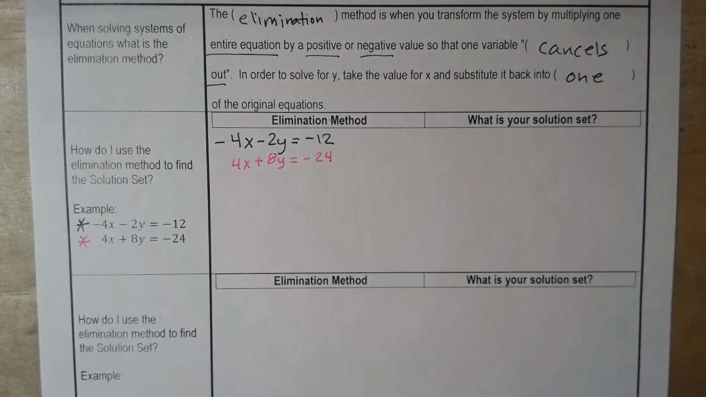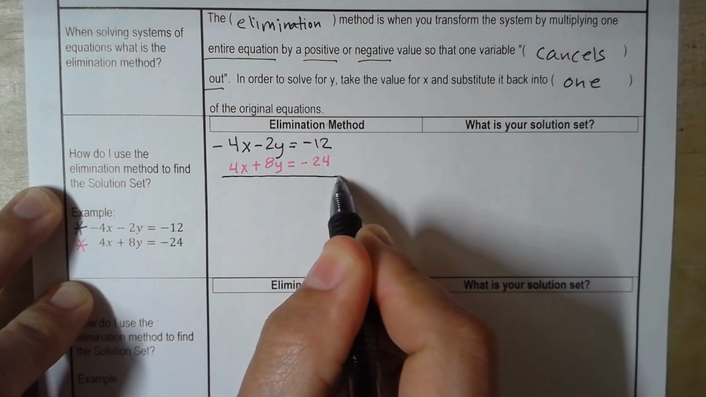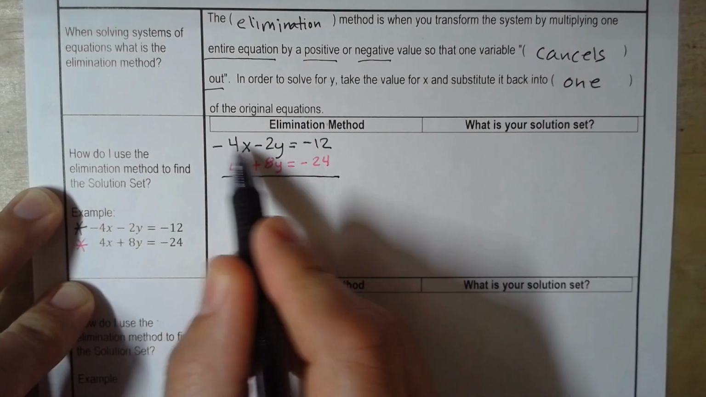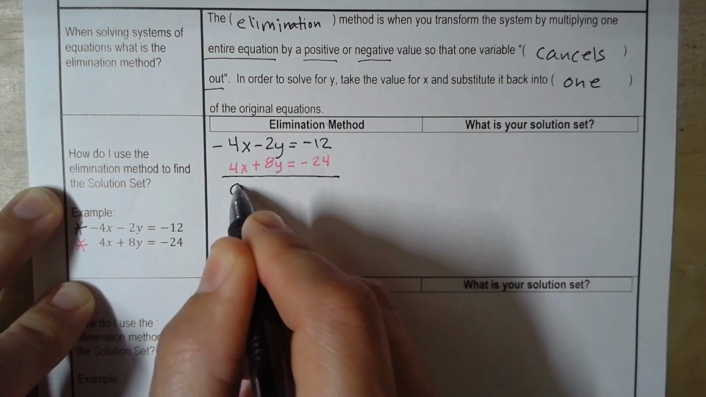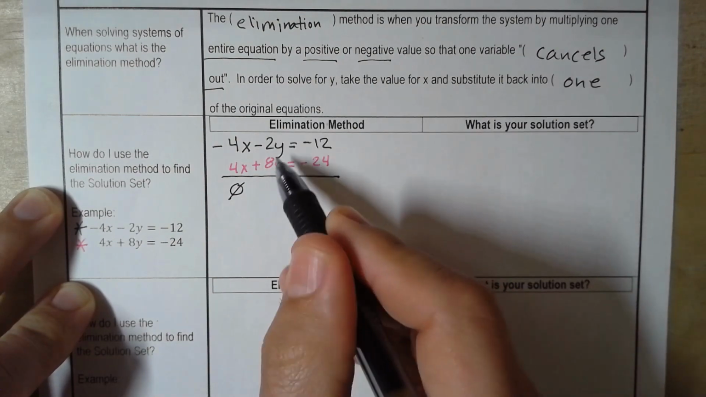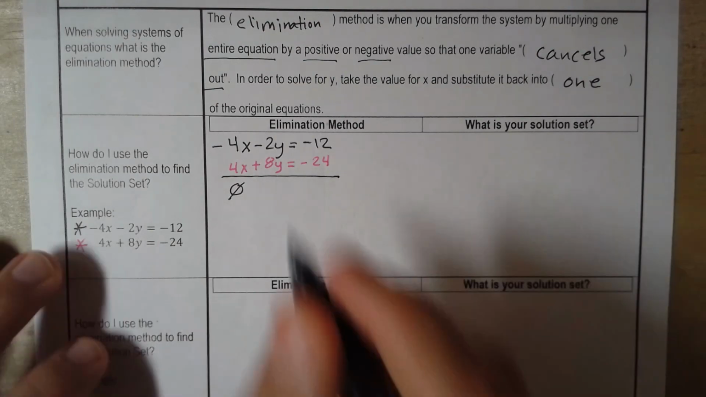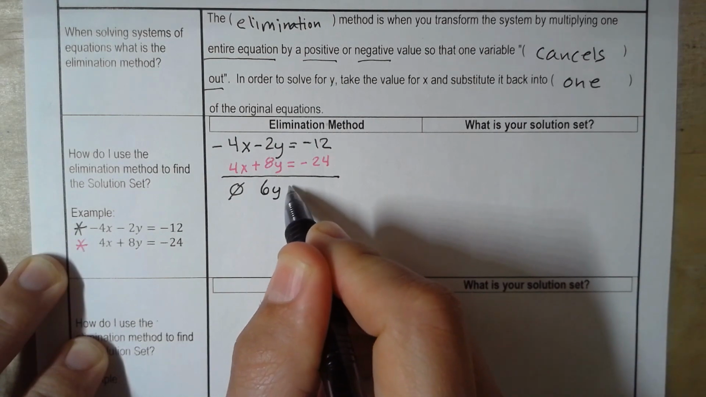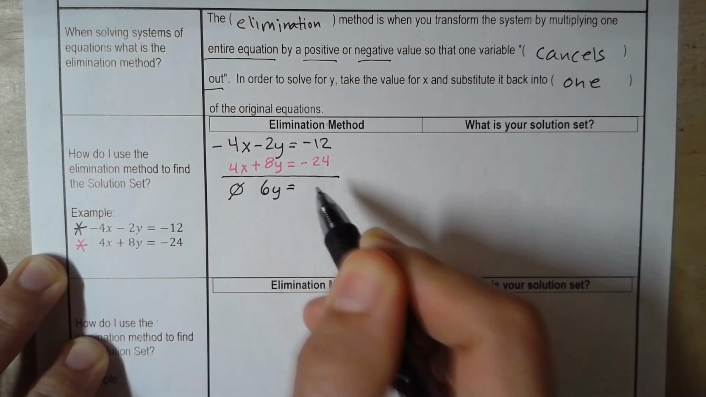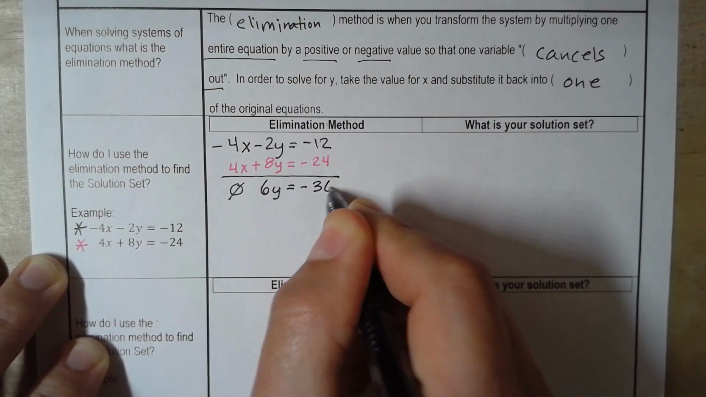Now what we're going to do with this is I like to work top to bottom and treat it just like if it were a regular addition or subtraction problem. So I'm going to draw a line underneath it, and I'm going to go from top to bottom and say, well, negative 4x plus 4x leaves me 0x. And then I'll say negative 2y plus 8y is going to leave me with 6y's, and they're positive. And then I have my equal sign. And then I'm going to say negative 12 minus 24 gives me negative 36.